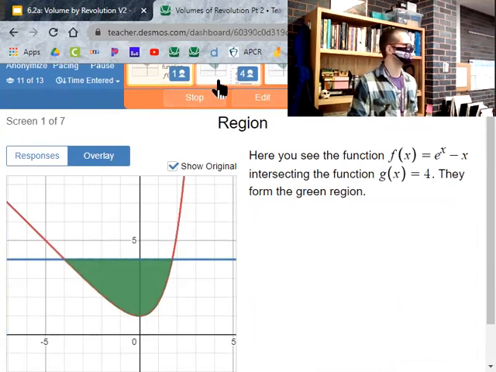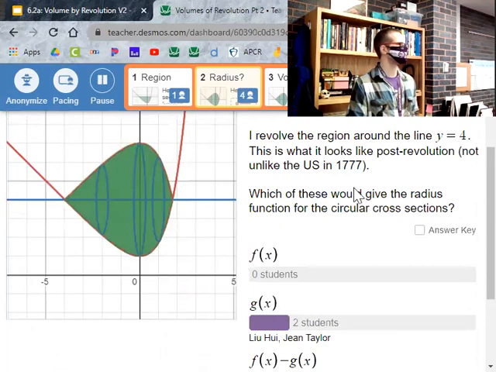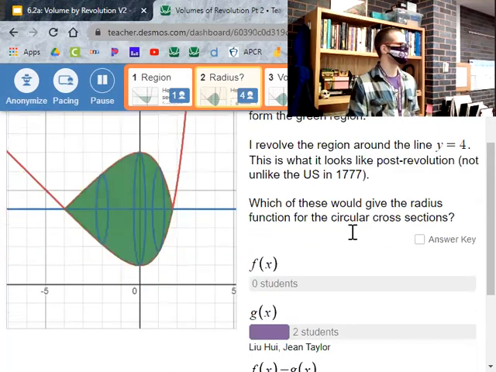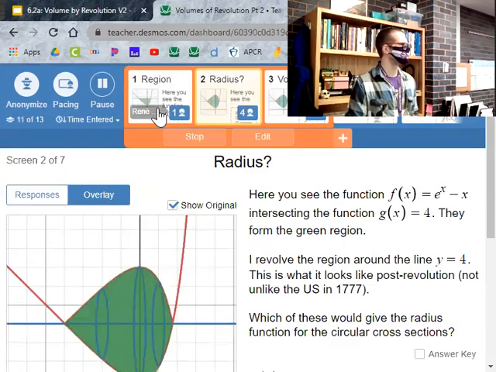Oh, hold up. Did they just screw that up? Oh, I thought I was so smart. No, he screwed that up. I thought I was so smart. g of x minus f of x. Yeah, it is g of x minus f of x. Yes, it is. Oh my God.